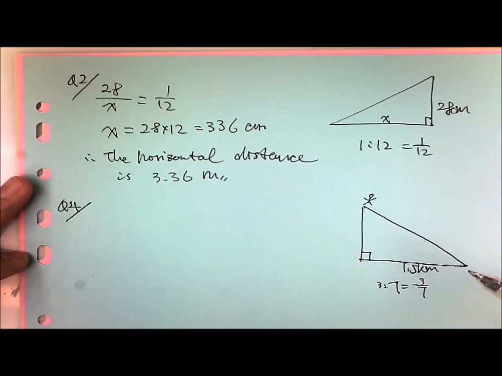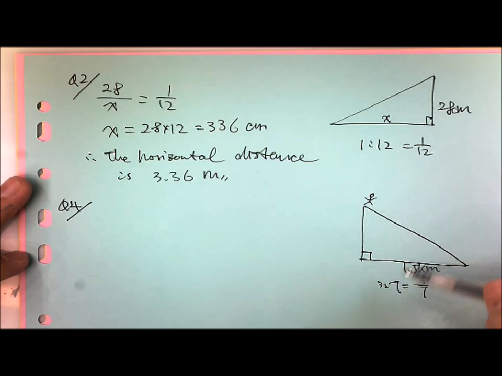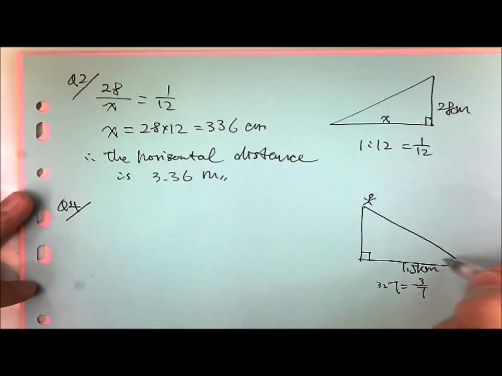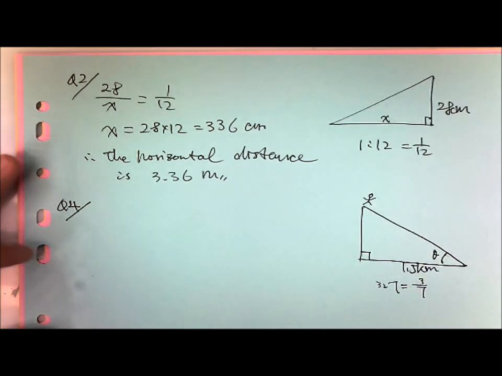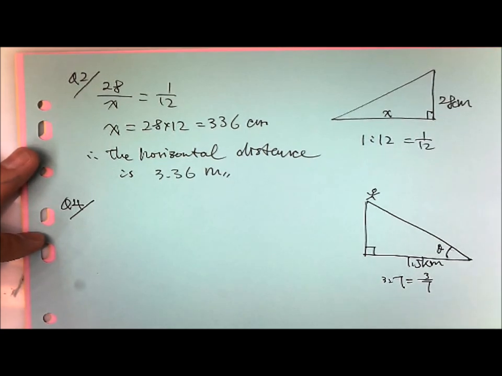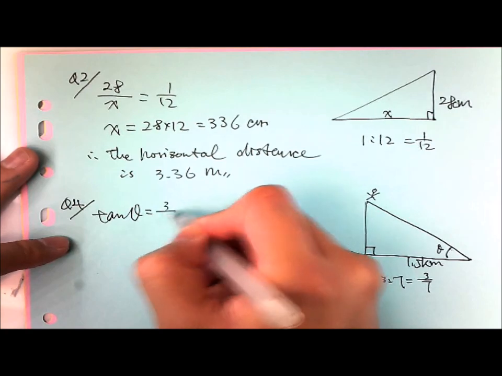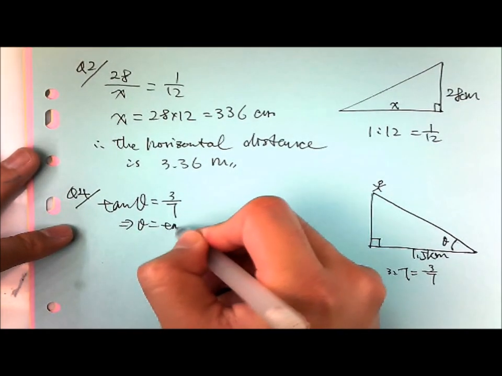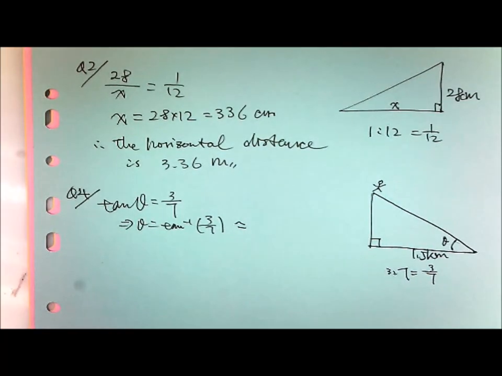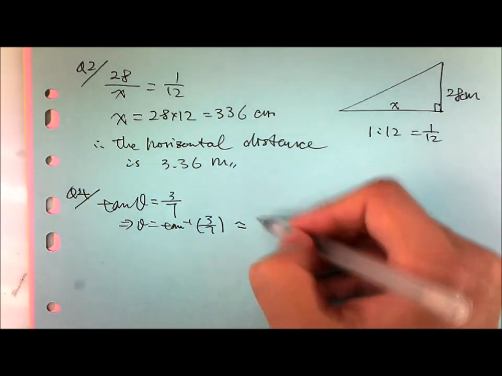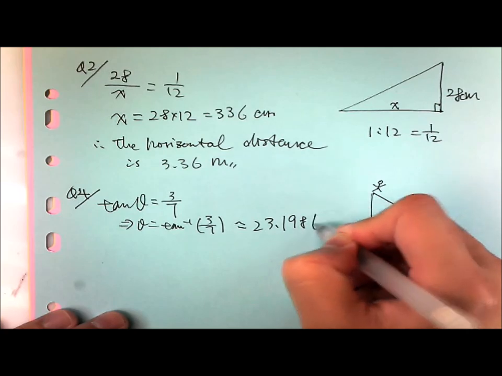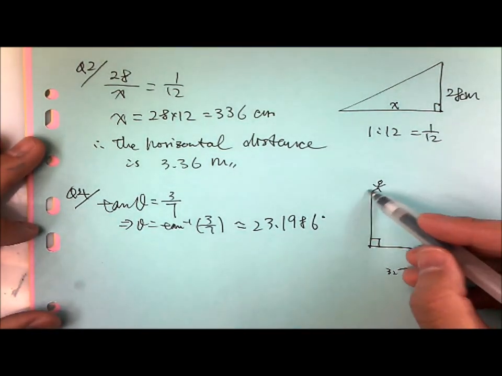So how to calculate? I think you have to calculate the vertical distance first, and then you can use Pythagoras theorem, or you can use the tangent to find the angle and then use cosine to find this. Up to you. So we try to use the tangent, I mean the inclination theta. So tangent theta equals 3 divided by 7, and then theta equals arctangent 3 divided by 7. Go to your calculator. It will be 23.196 degrees.